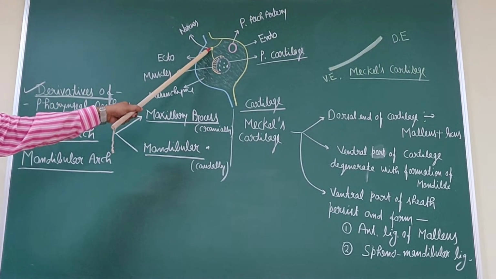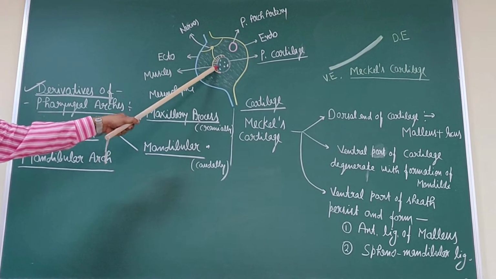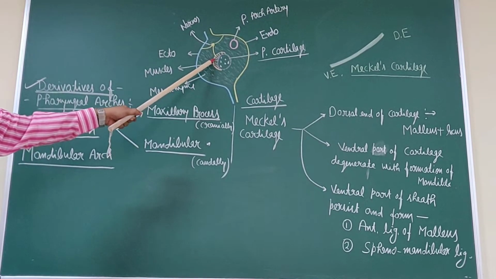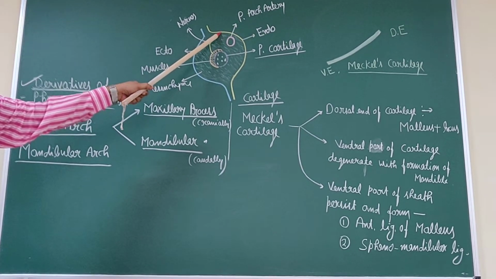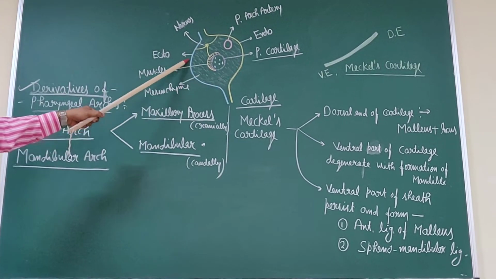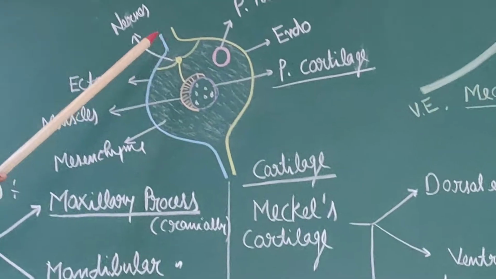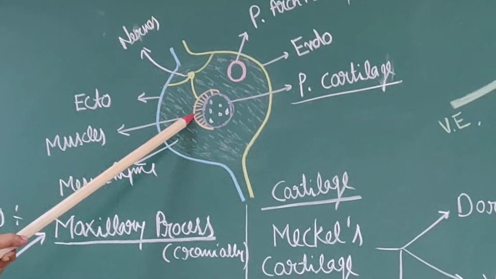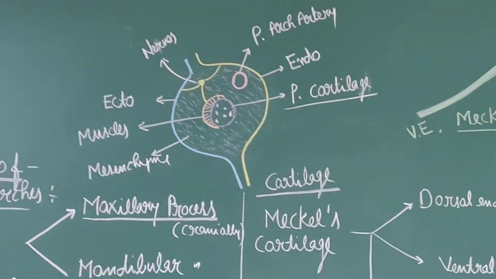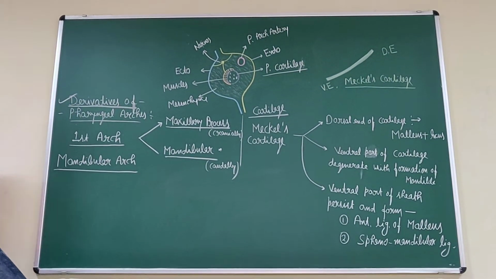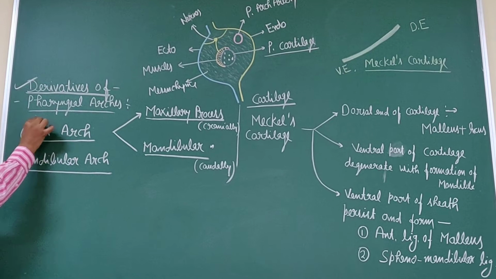Now this nerve, we see, supplies the muscles of this arch, and it supplies the dermis and the mucosa of this adjacent arch. It means it is a mixed nerve, motor as well as sensory. Now the derivatives of the first arch.